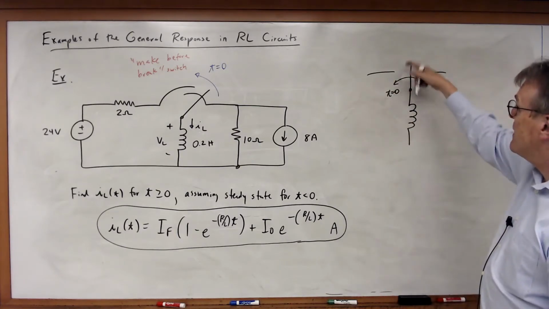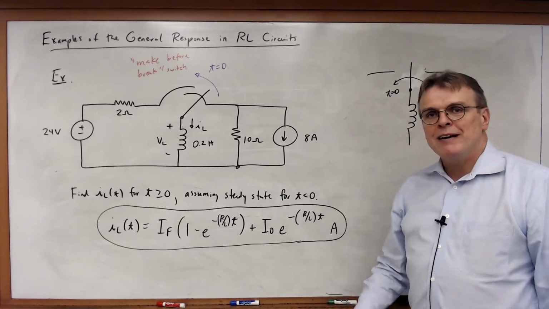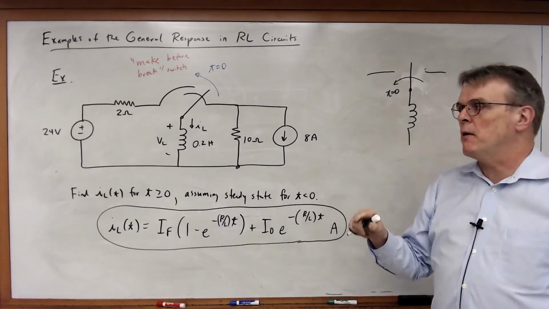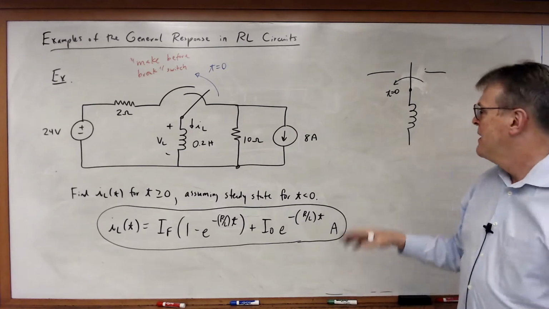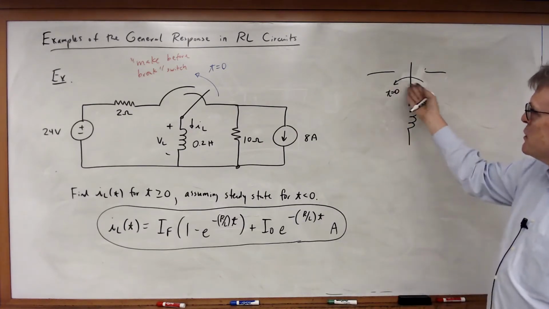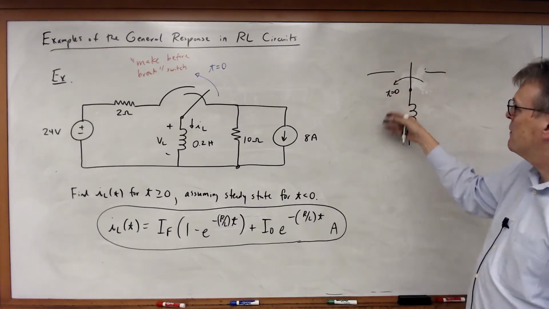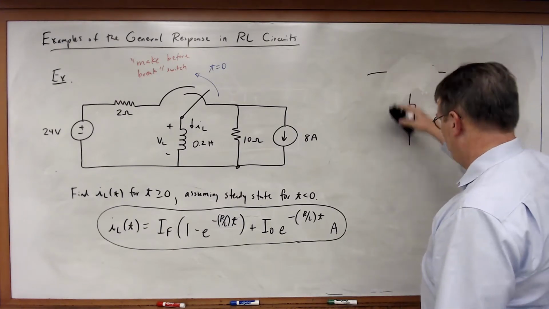The moment I do that, my inductor is disconnected. The current goes to 0, and v equals L di/dt goes to infinity. So you can't do that. And for that same reason, you can't make an actual switched inductor do this, because the moment you try to flip over from one position to another, you get a huge spark. So instead, you do the make before break.